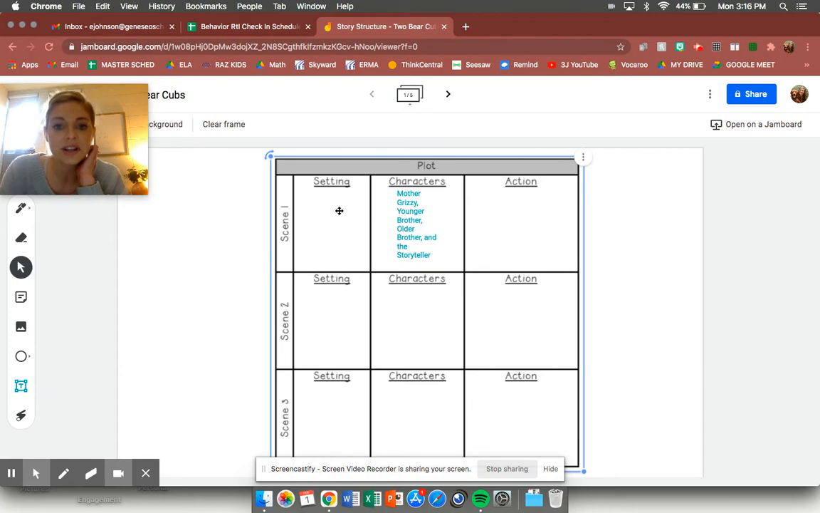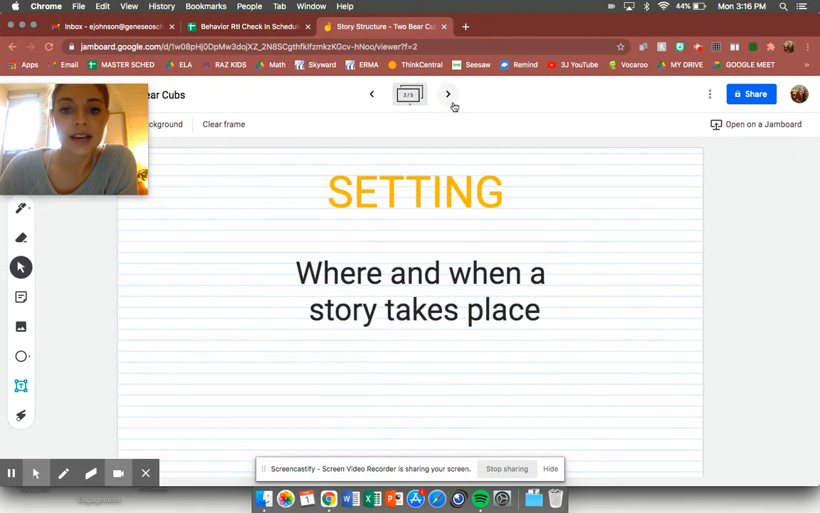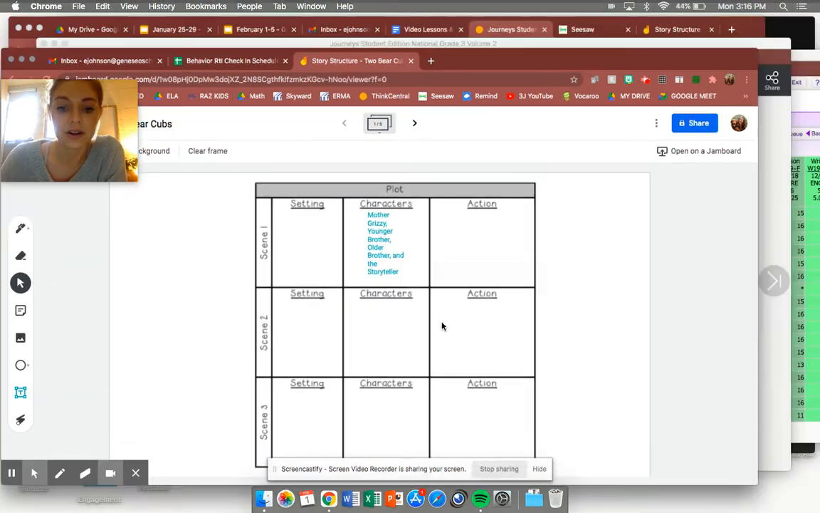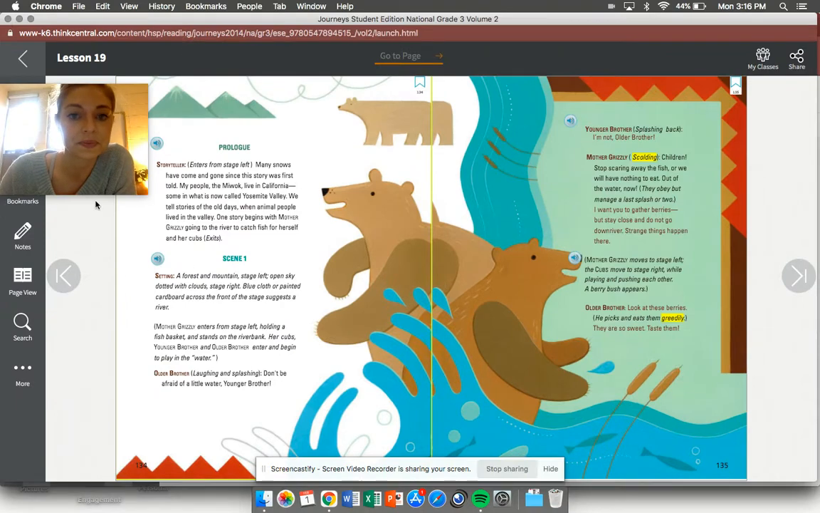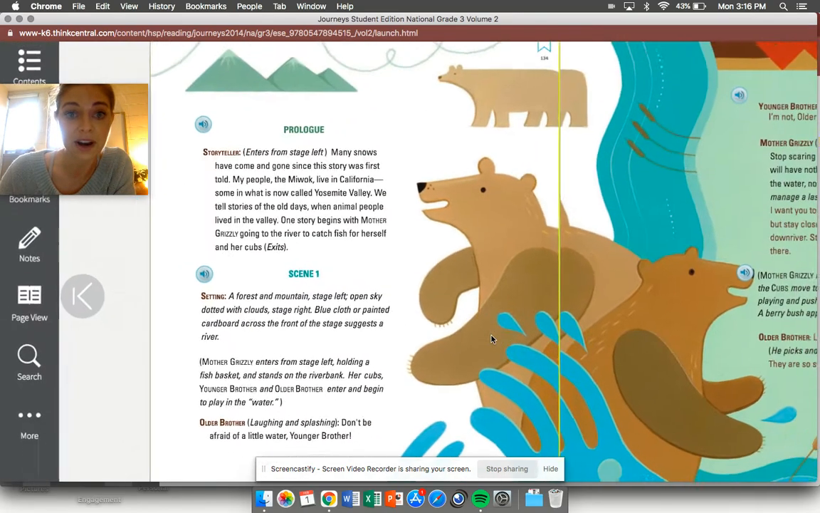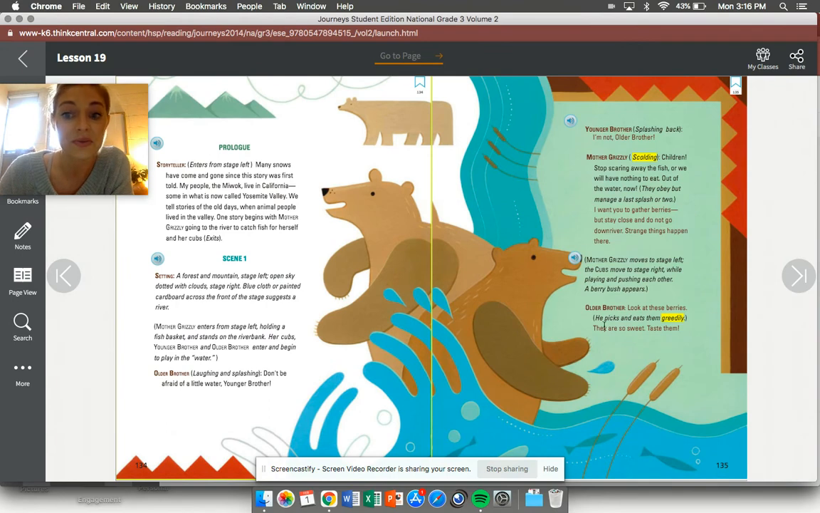Okay, so now that we have characters, let's look at the setting. Remember, the setting is where and when a story takes place. So if we go back and look in our textbook here, it actually tells us the setting right here. A forest and mountain, stage left, so that's on the left side of the stage. Open sky dotted with clouds, stage right, blue cloth or painted cardboard across the front of the stage suggests a river. So it's supposed to be cardboard painted blue that looks like a river.